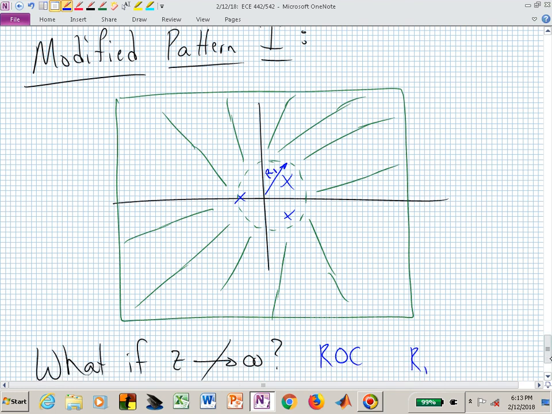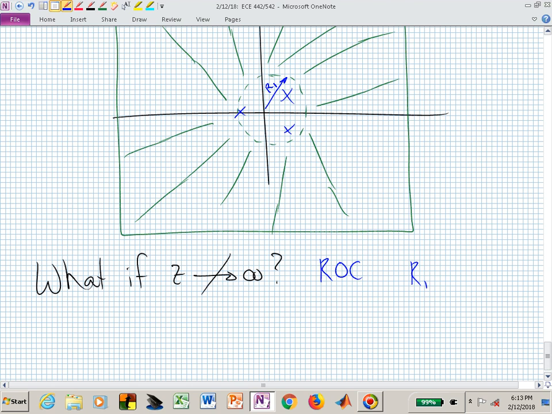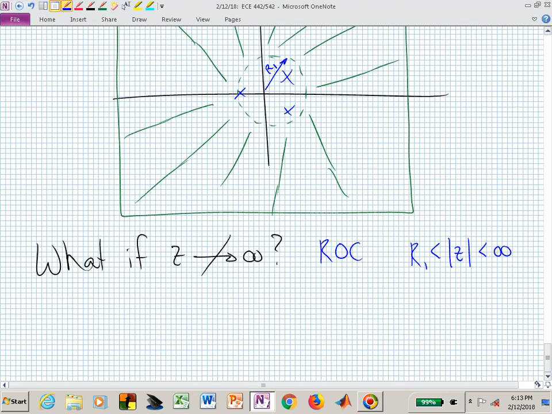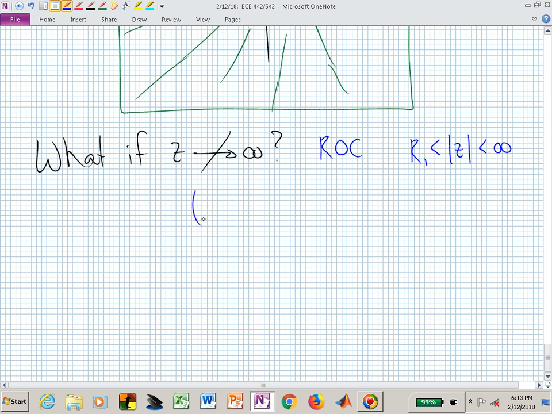Let's say that the radius out to the furthest pole is r sub 1. And now what I'm saying is the region of convergence is bounded at the bottom by r1, but it's also bounded away from infinity. Or another way of saying it is that the region of convergence remains bounded.